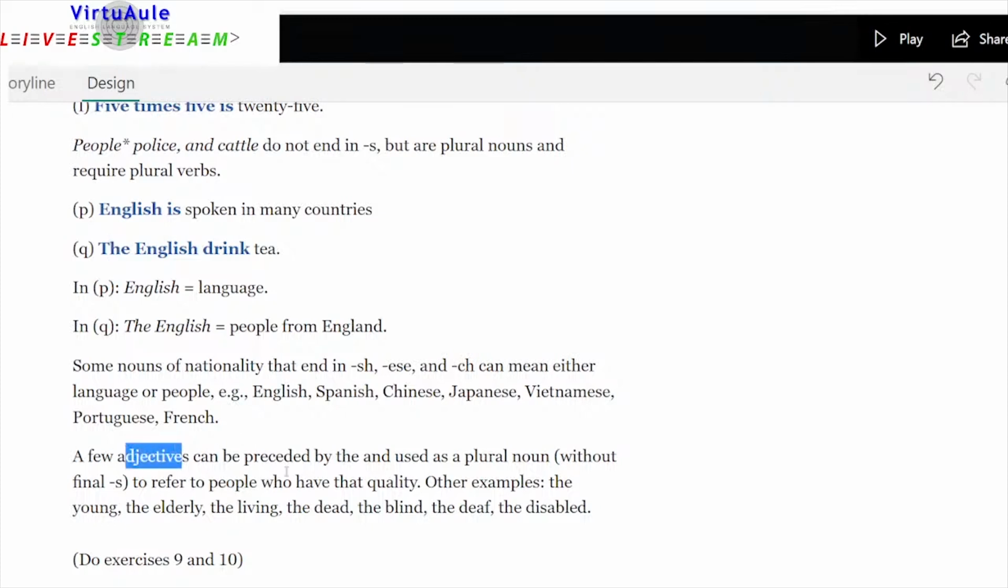A few adjectives can be preceded by the and used as a plural noun without the final s to refer to people who have that quality. For example, the young, the elderly, the living, the dead, the blind, the deaf, the disabled. So these are people that have the quality of the word. So young people, you could just say the young.